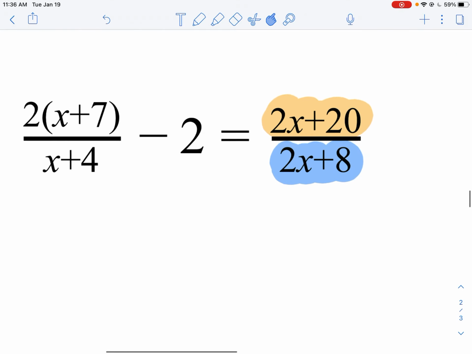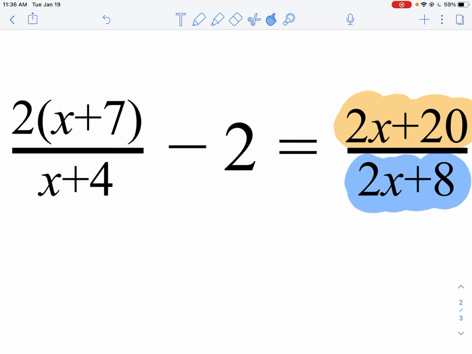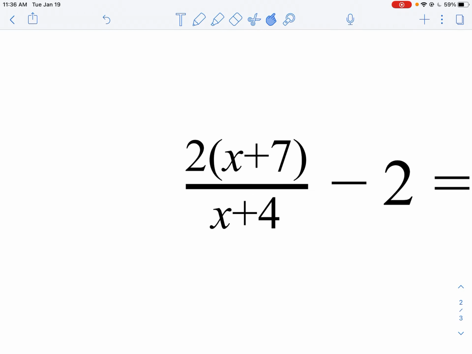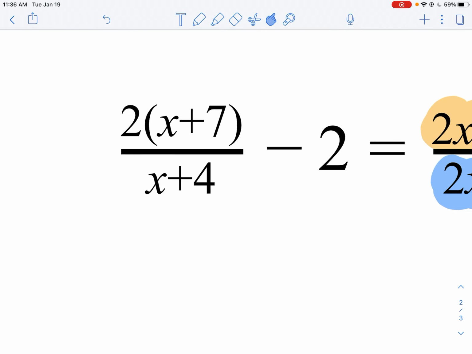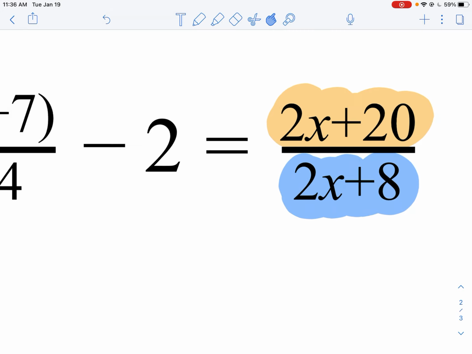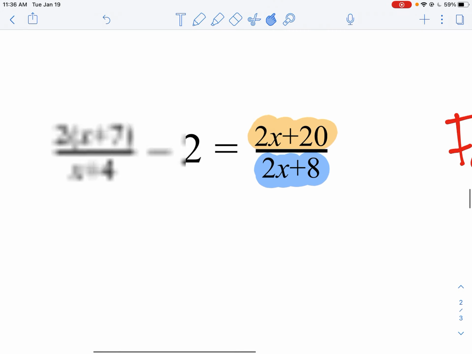So let's take a look here. You'll notice I already factored two of our expressions within this equation. The reason is, these are the easiest ones to factor. I'm looking at 2x plus 7, can't factor that. x plus 4, can't factor that. 2, can't factor that. But I have these and I can factor them.